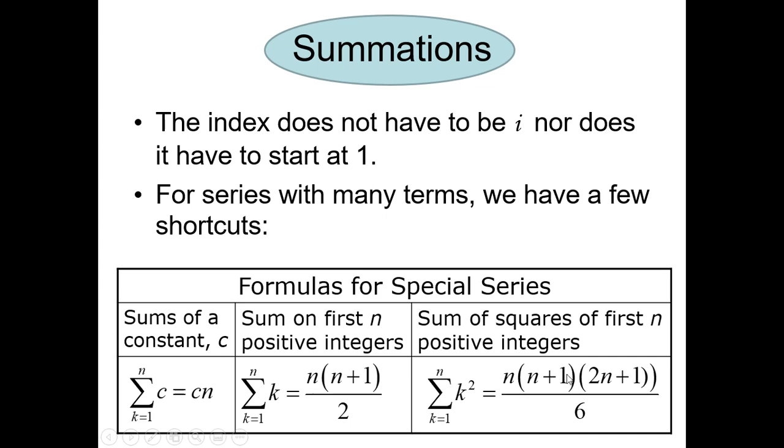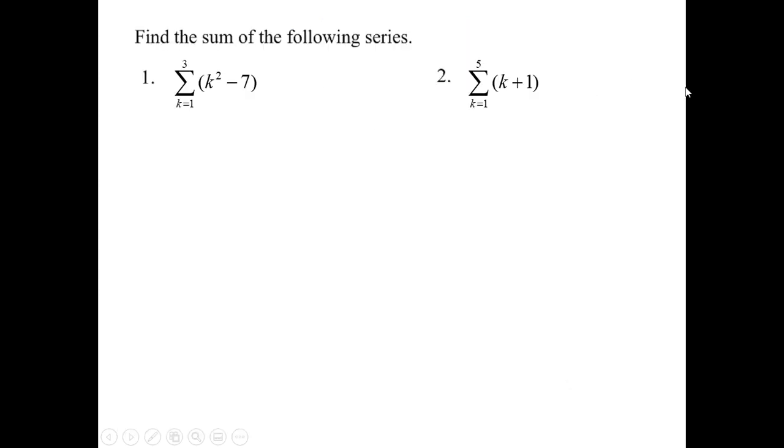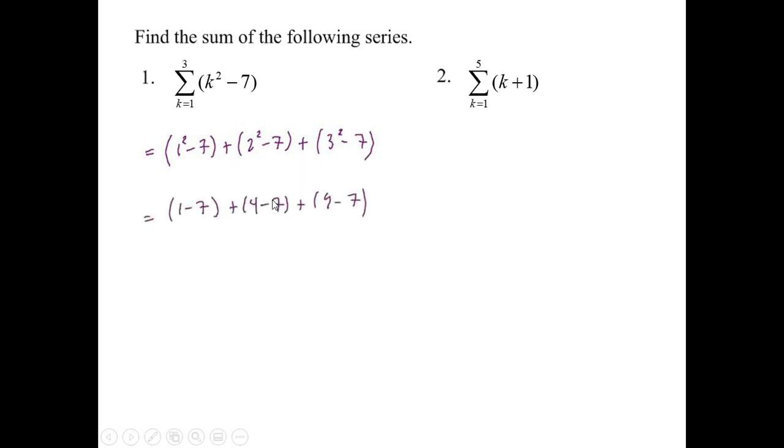All right, let's take a look at some examples here. Find the sums of the following series. Well, the easiest way to do it would just be to write out the entire series. So here it's going to be from 1 to 3. So if k is 1, it's going to be 1 squared minus 7 plus 2 squared minus 7 plus 3 squared minus 7. Then I can add that up. 1 minus 7 plus 4 minus 7 plus 9 minus 7 turns out to be negative 7.